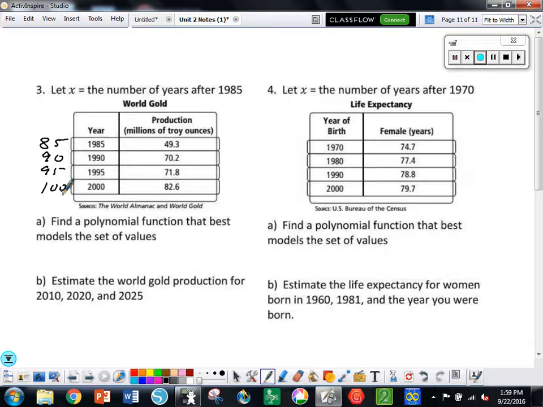Whatever, it doesn't matter. But on your test, I will tell you specifically what I want it to be, just for the fact that I only want to look for one answer. Does that make sense? Everybody with me?